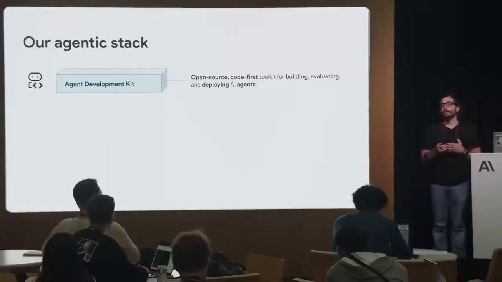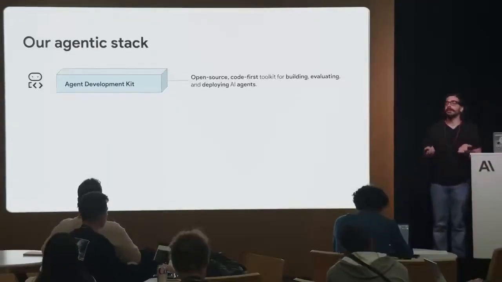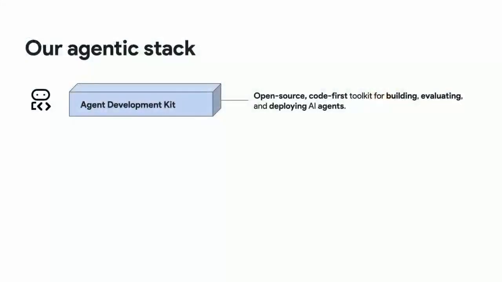So with these challenges in mind and these three main reasons that we want to address, that's why we defined our own agentic stack on Google Cloud. Our agentic stack is composed of four main components. The first one is Agent Development Kit, which is an open source, code-first, and developer-friendly framework that allows you to build, evaluate, and deploy your agents at scale.